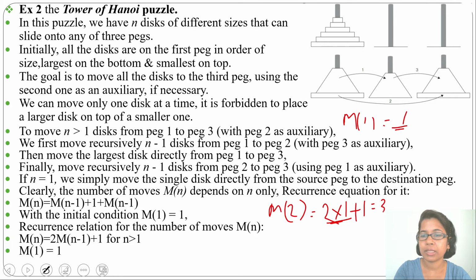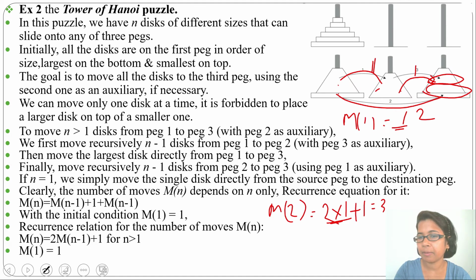Suppose there are two disks. Let this be disk 1, this be disk 2. First we will move this disk to the second peg. So this is move 1. Next we will move the larger disk to the third peg. This is our move 2. Next we will move the smaller disk from the second peg to the third peg. So for 2 disks we did 3 moves: one from the first peg to the second peg, then one from the first peg to the third peg, then one from the second peg to the third peg. Like that, how many moves will there be for 3 disks, M(3)?